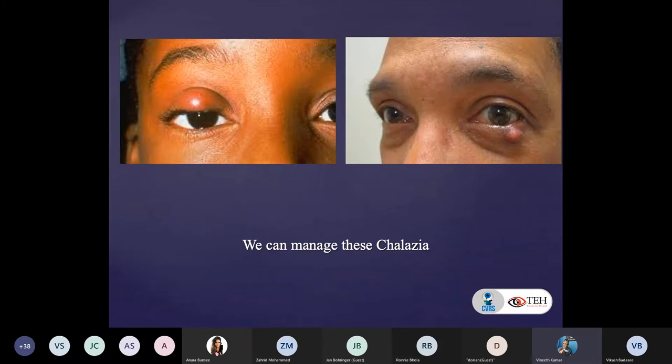90% of the patients we see in our clinics seem to have some kind of meibomian gland disease. I would recommend everyone concentrate on the meibomian glands and advise patients about lid hygiene and the use of warm compresses as often as possible, for two reasons. One, it reduces the occurrence of chalazia, and it also reduces the symptoms of dry eyes by improving the quality of the tear film.